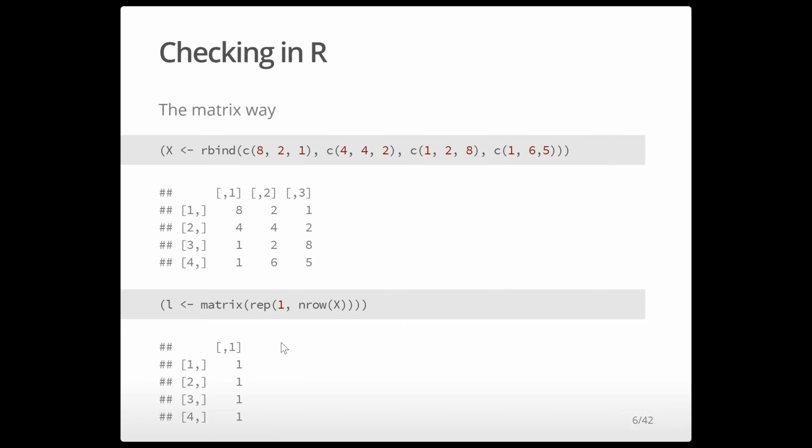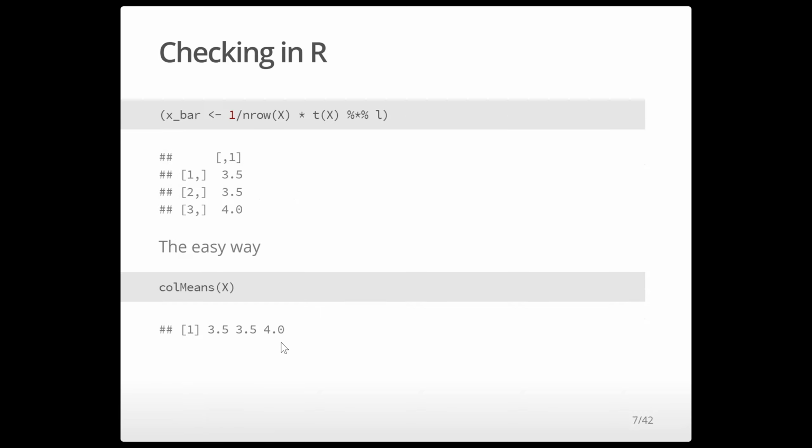So we can check this in R, of course, using matrix methods. I'm going to create my original matrix. I'm going to create my vector of ones. Then I am going to multiply my 1 over 4. Here, instead of 4, I'm using the nrow function. That just tells me how many rows there are in X, or the number of observations. Instead of counting, we can just use the nrow function. So 1 over nrow times the transposition of X times my vector of ones, we see that gives us our mean vector here. And of course, the easy way in R is just to use the colMeans function, and we see we get the same result.